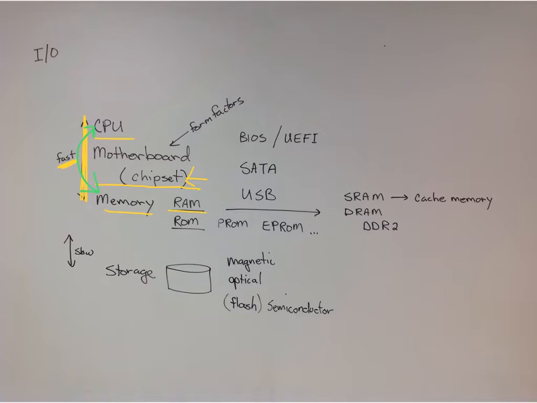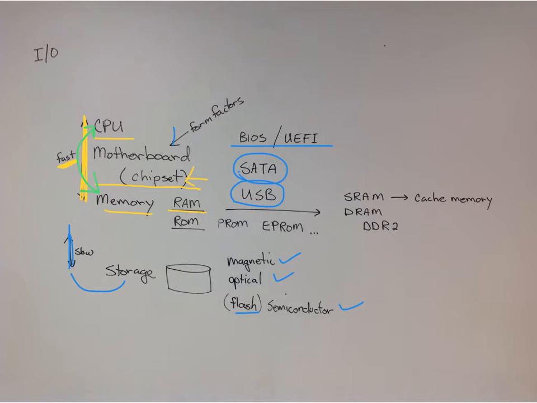Okay? Also connected to the motherboard would be some connection. This would be much slower, but we have our storage, and that could be magnetic, optical, or semiconductor, sometimes referred to as flash. Also connected here could be some USB via SATA, and then we also talked about the basic input-output system, or UEFI.